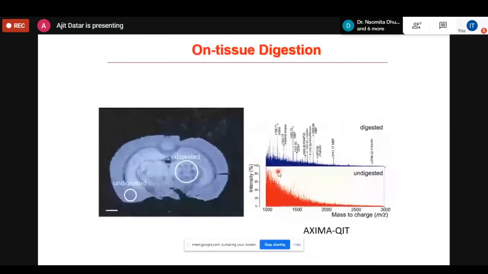This is again on a tissue digestion. So even on a tissue, you can do a trypsin digestion, and then you can look at the peptides which are formed from the protein, and you can analyze the digested sample on the tissue itself. Okay, so this is a MALDI-TOF instrument, and that can be used for the analysis like that. You can get a tissue imaging followed by even a spectra, and you can use peptide mass fingerprinting to find out the protein structure, etc.